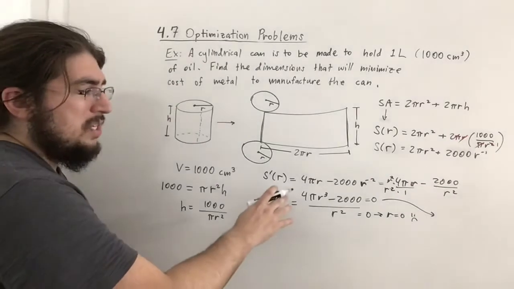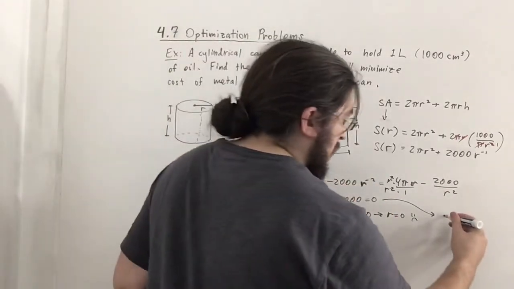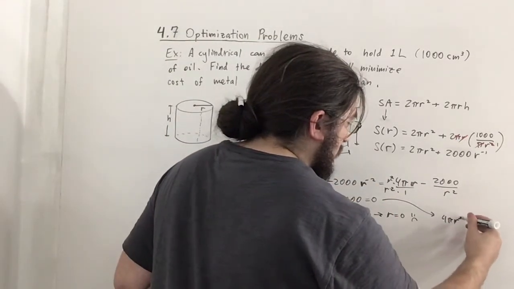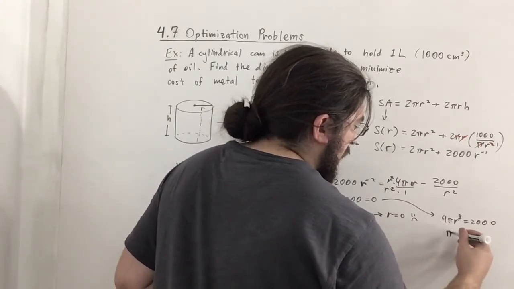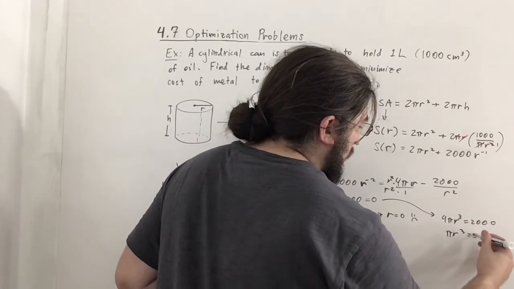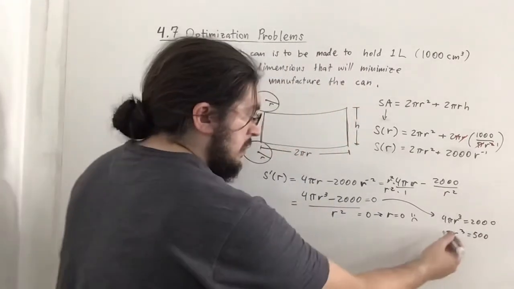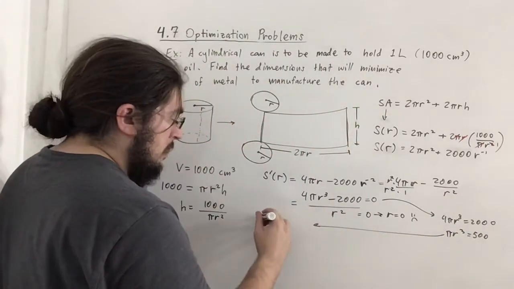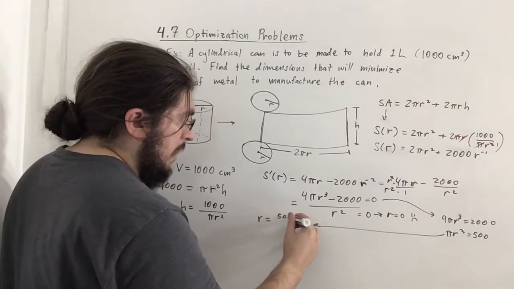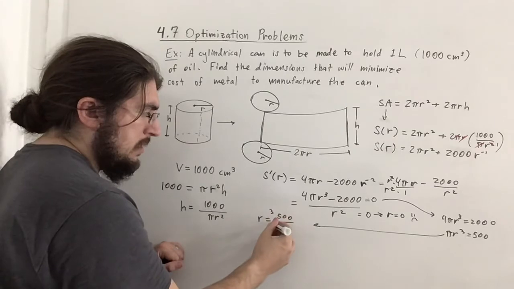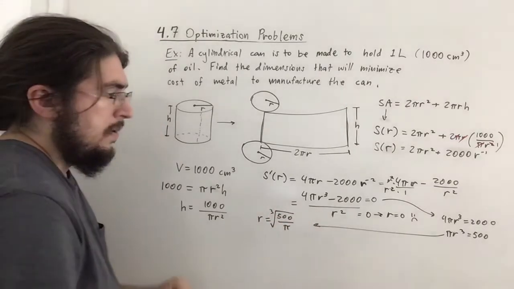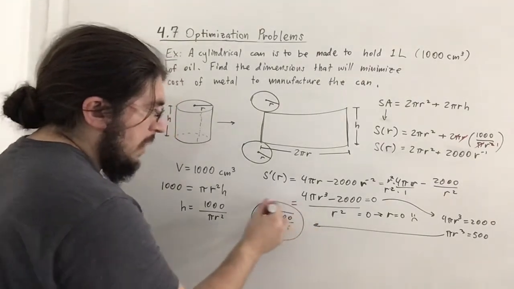And here, if you just add 2,000 to the other side, you get 4 pi r cubed is equal to 2,000. Dividing by 4 gives us that pi r cubed is equal to 500. So that means, solving completely, we get that r is equal to 500 over pi, all to the 1/3 power, or let me just write it as the cube root of that. Perfect. So this is where we have our minimum.